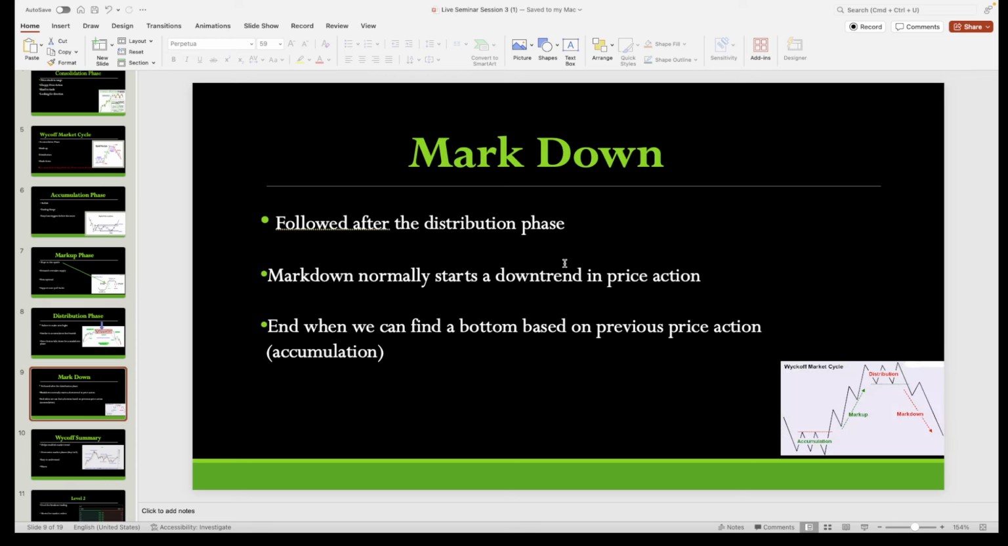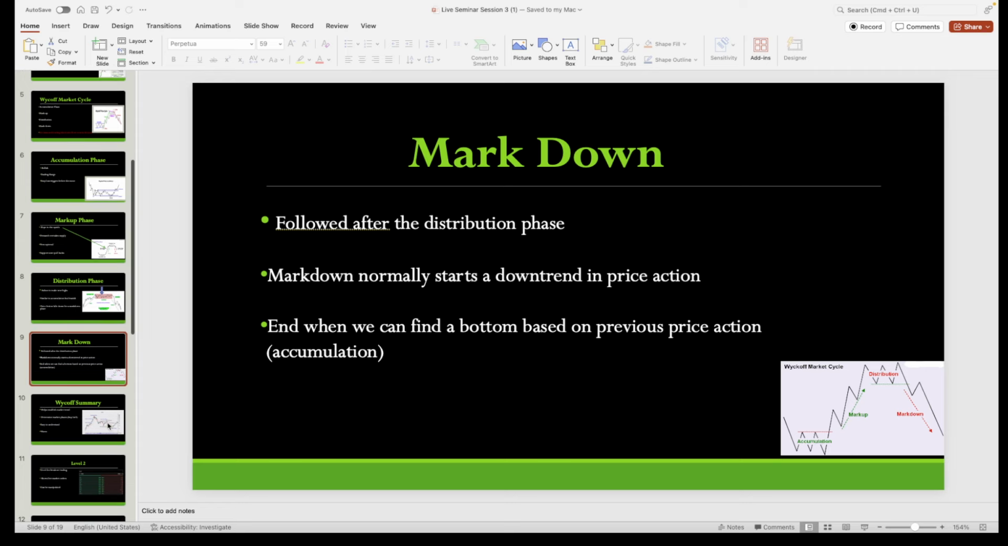And then your markdown phase, this follows after the distribution phase. On the contrary, markup follows after the accumulation phase. So when will this end? Because there's a lot of questions. When will the markdown phase stop? Again, when it goes down to a historical level where price has been accumulated, this is where it's more likely to stop, i.e. demand zones. This is where demand zones come into play, right? This is where you look at price and how it reacts to historical levels.